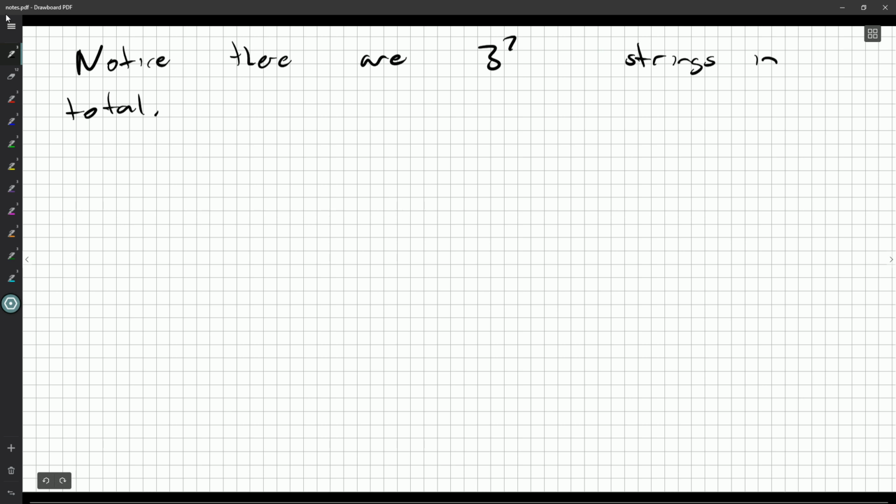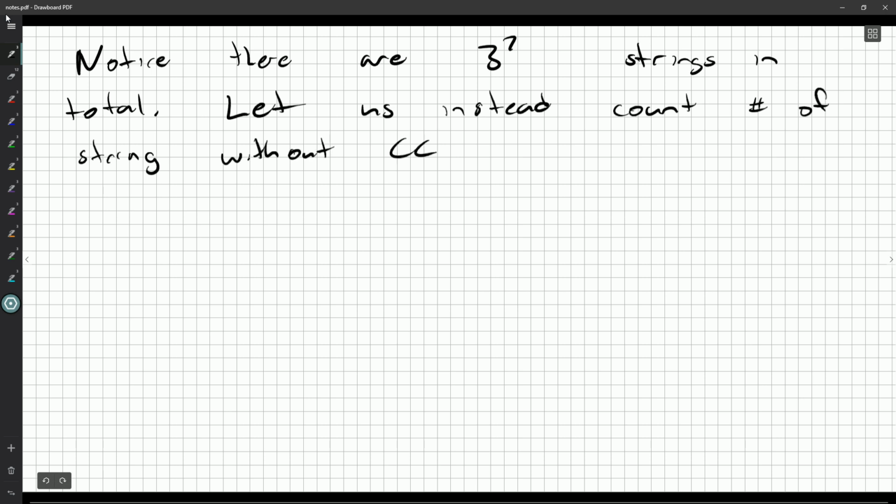Okay. So how can I avoid having CC? Well, if I've got no Cs, so probably it's a good idea to usually tell them what you're planning on doing. Let us instead count number of strings without CC. Now, if I had 0 Cs, so this would be a case 0 Cs, then really you get 2 to the 7 possibility. Just using A's and B's, each character has 2 choices. If you only use A's and B's, you're not going to have any C's at all.